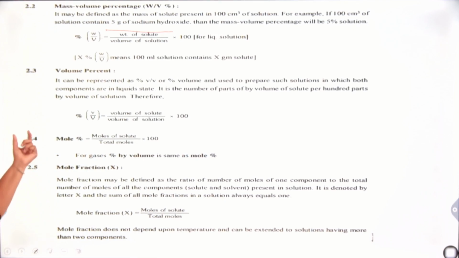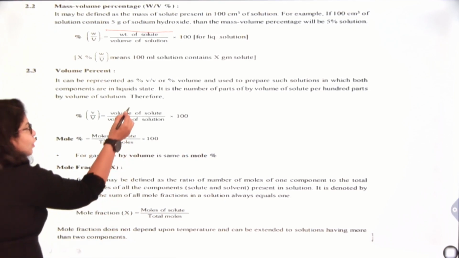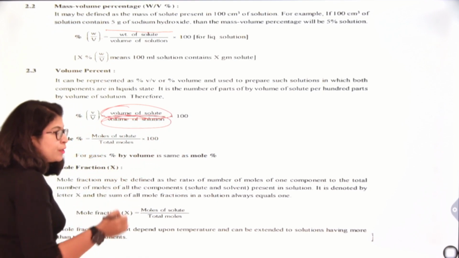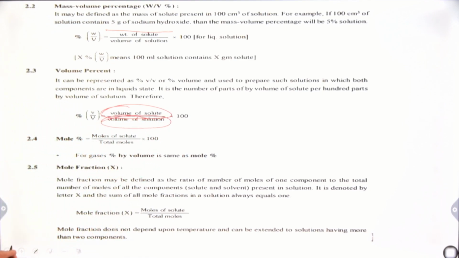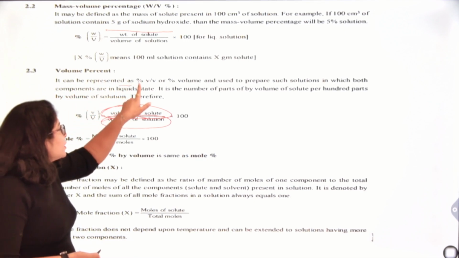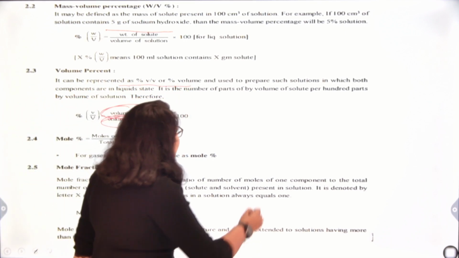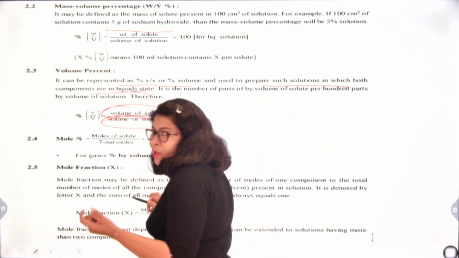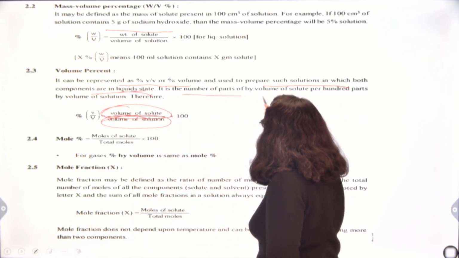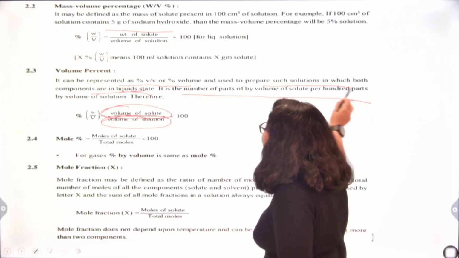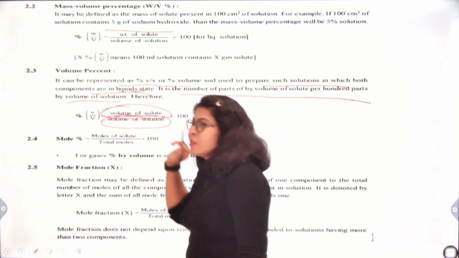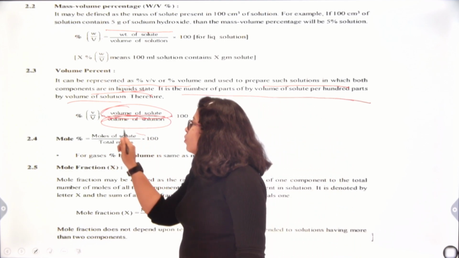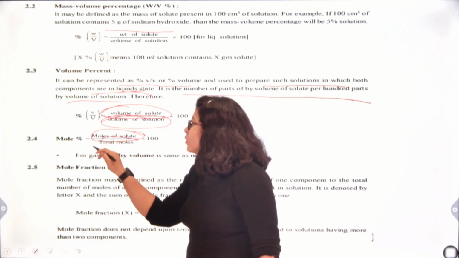Next is volume percentage. That means volume of the solute divided by volume of the solution into 100%. Okay. So it can be represented as percentage V by V and is used to prepare such solutions in which both components are in the liquid state. Volume by volume, it is the number of parts by volume of solute per 100 parts by volume of solution. Got it?